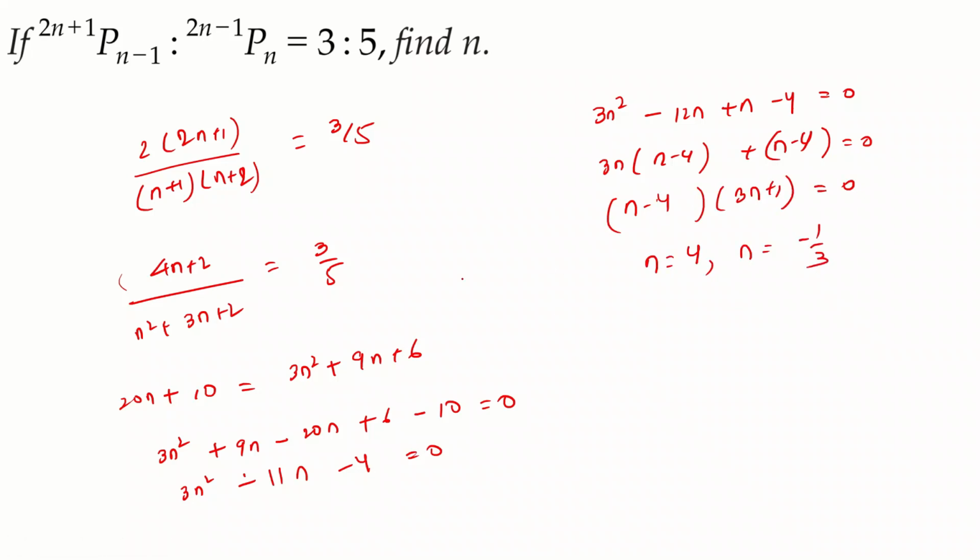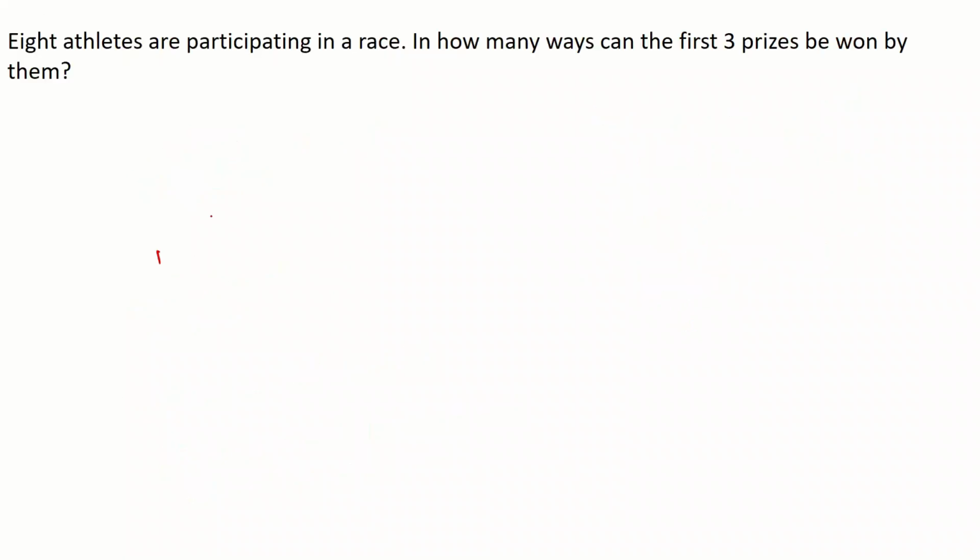Remember that n can never be negative, can not be 0, and can never be a fraction. The only possible values of n are natural numbers 1, 2, 3 and so on. n can never be non-positive. It has to be positive. Okay, so n is equal to 4 is the only option, because the other is negative as well as a fraction, so do not accept it. Let's move on to the next question.